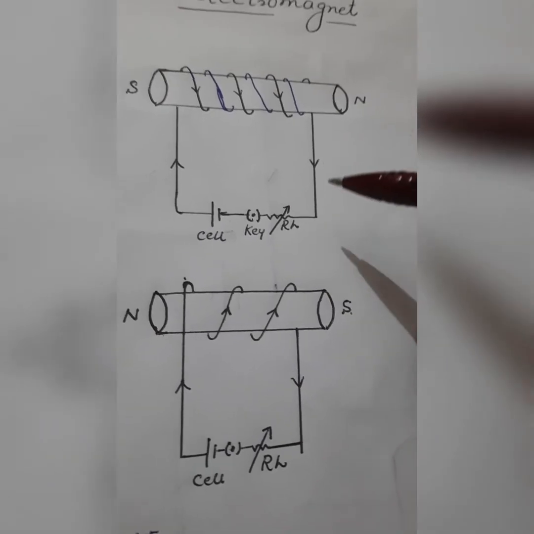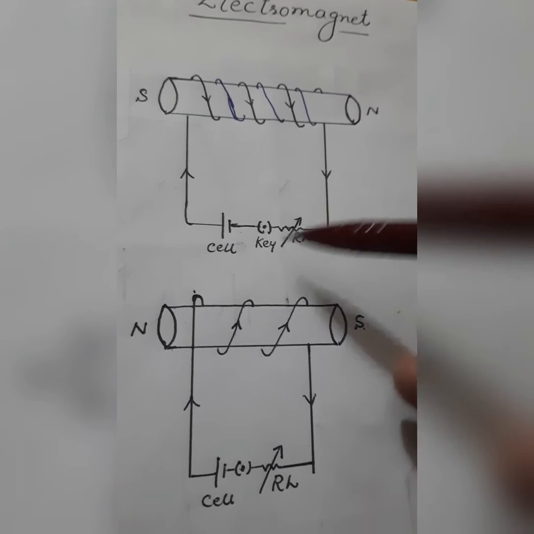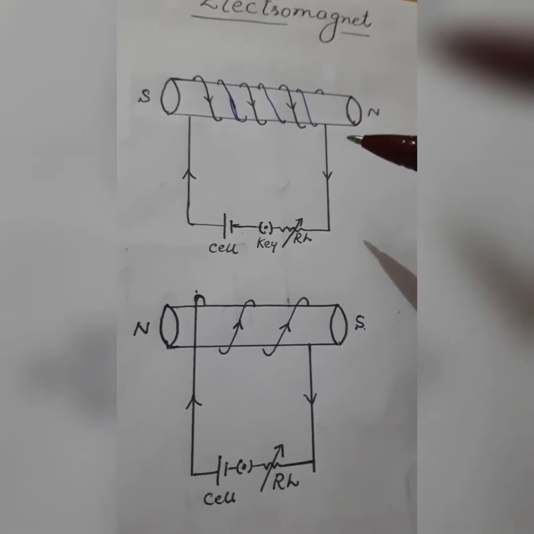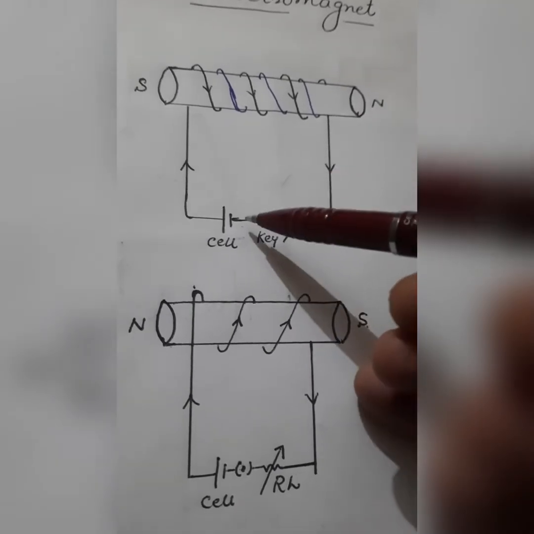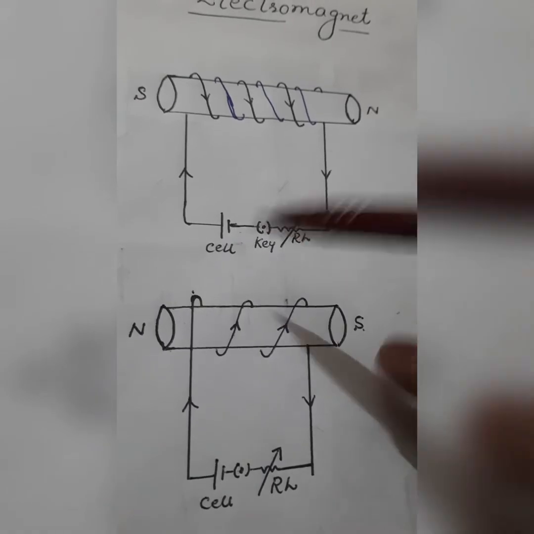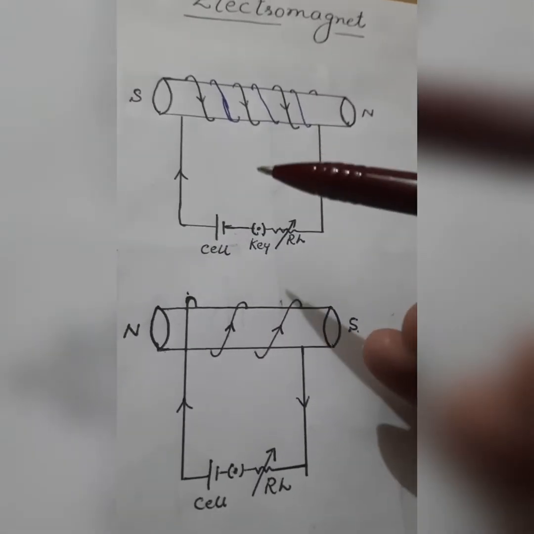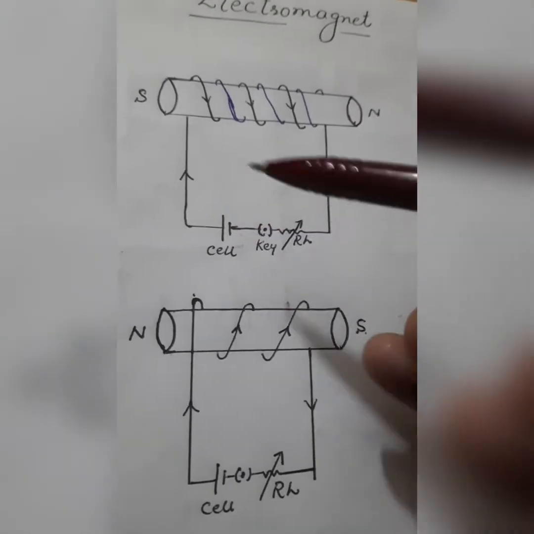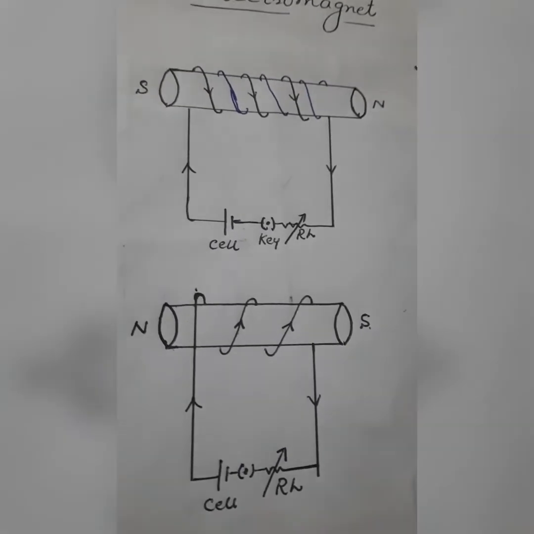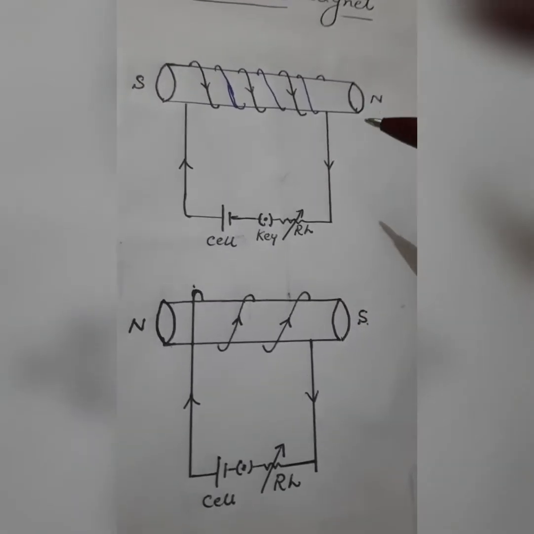Next difference, you can increase or decrease the strength of the magnetic field. You can change the polarity of the magnetic field. And third, when required, you can switch on, and when not required, you can switch off. Means when we require the magnetic field, we switch on the cell and we get the magnetic field. But if we do not require the magnetic field, we can simply switch off the cell and there will be no magnetic field. In this way, we can turn the magnetic field on or off.